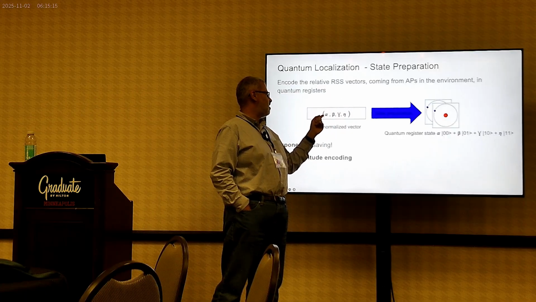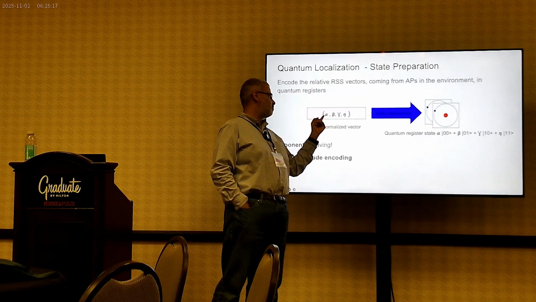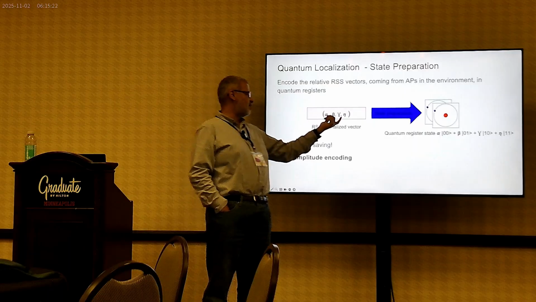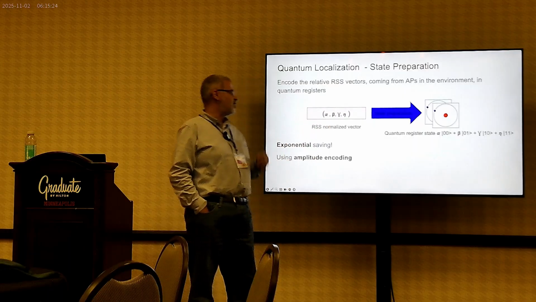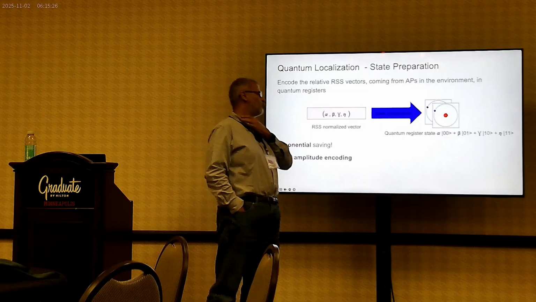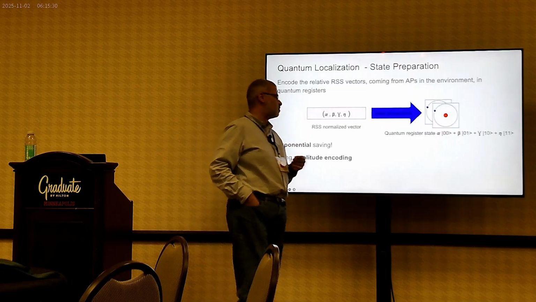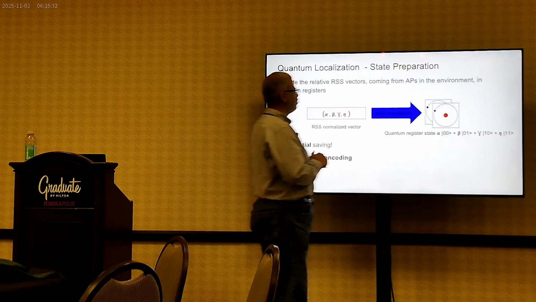You can think about these as the signal strength from the first access point, second access point, and so on. So I'm having a classical vector of 4 floating point numbers, and I want to convert them to qubits. There are different ways of doing this. What we used in this work is what we call amplitude encoding.